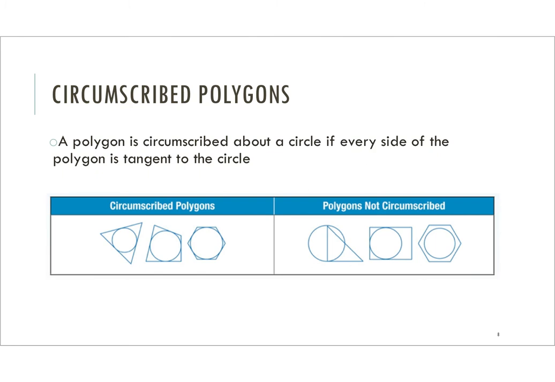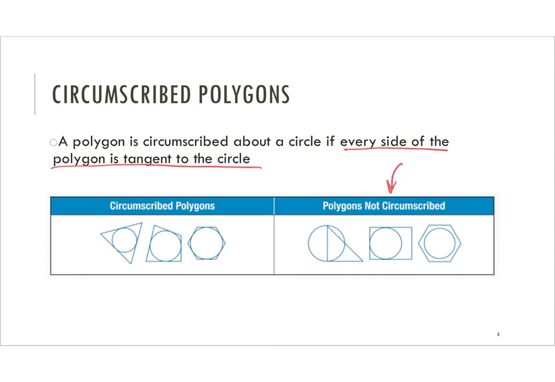All right, last topic. We got circumscribed polygons. Now, a circumscribed polygon is when every side of the polygon is tangent to the circle. And the reason why that's important is because if the sides are tangent to the circle, then we can apply the rule from the last slide. Okay, in which case, two tangent lines that share a same exterior endpoint are going to be congruent. But you have to make sure that every side is tangent to the circle.